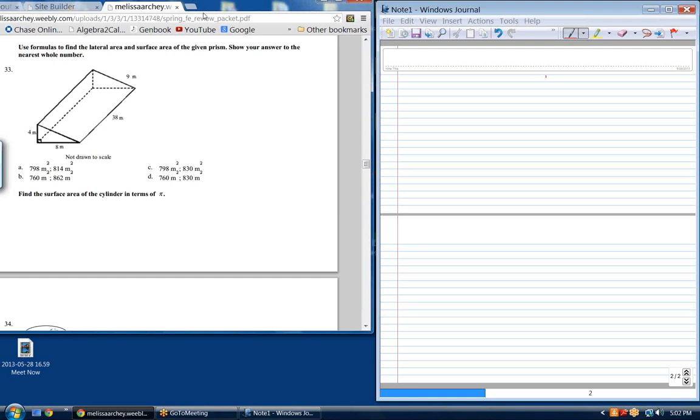Okay, use formulas to find the lateral area and the total surface area of the given prism. What makes this a prism? It's three-dimensional. No, prism has a very definite definition. It means that it has two equal and opposite and parallel faces. This triangular face here and this triangular face back there. That's the only thing that makes this a prism. If those weren't parallel to one another and equal to one another, it wouldn't be a prism. However, that's not really what we need to look at here. We need to look at surface area.